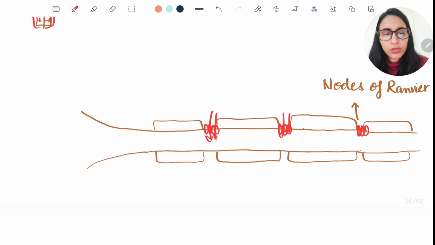Also there is no sodium or positive ion leaking out. It is not leaking because of the myelin sheath, because of the covering, and for this reason the leakage is preserved. So there is a long distance conduction from one node of Ranvier to another node of Ranvier because the ions are not leaking out. This is known as saltatory conduction.